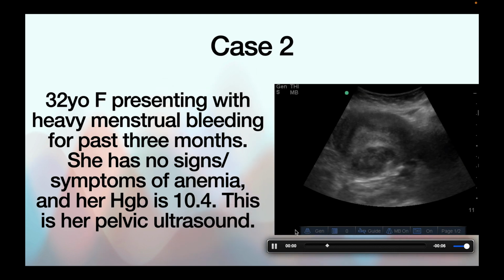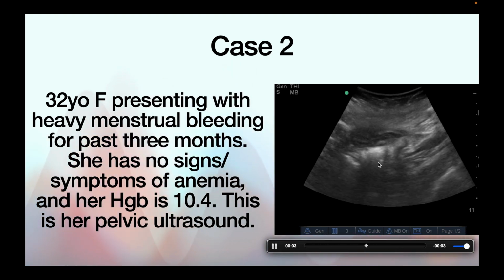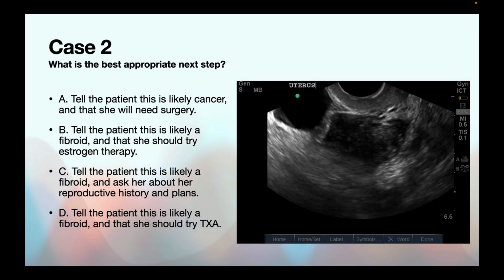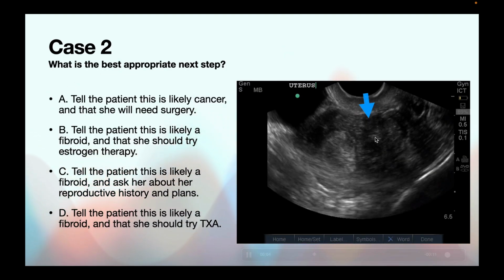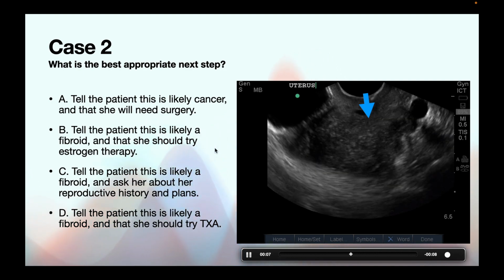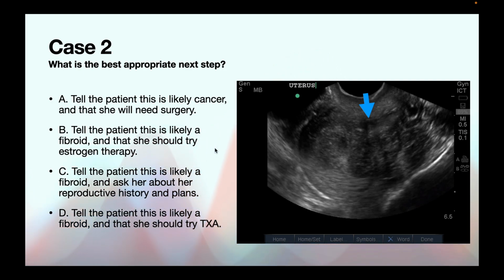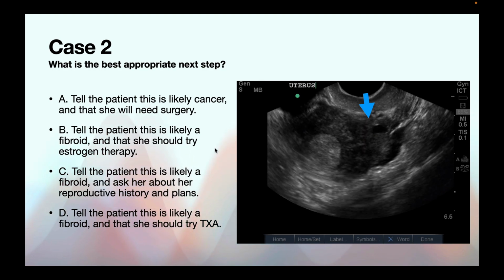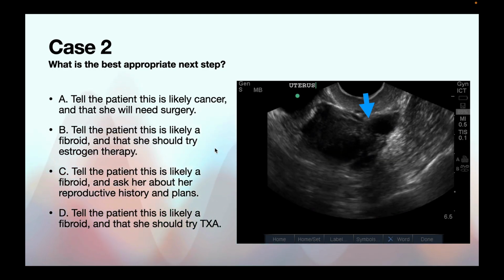This is a transabdominal sagittal window. And you see something right here just in the posterior myometrium. So on transvaginal ultrasound, you get this same mass right here that is primarily in the myometrium. And if you guess that this is a fibroid, you are correct. Now, what is the next step in terms of her treatment plan?